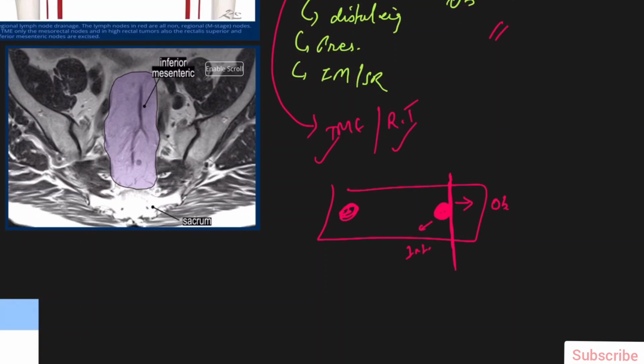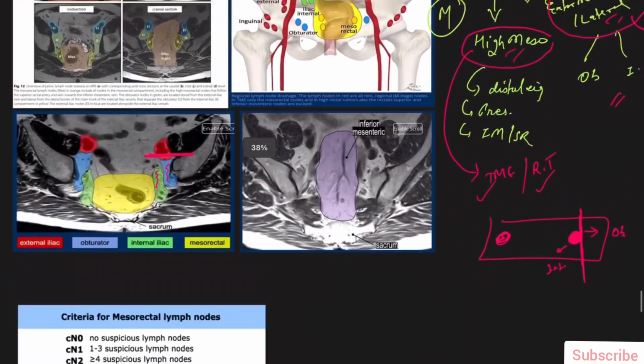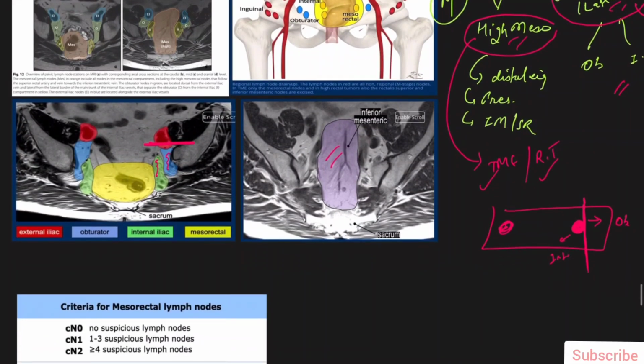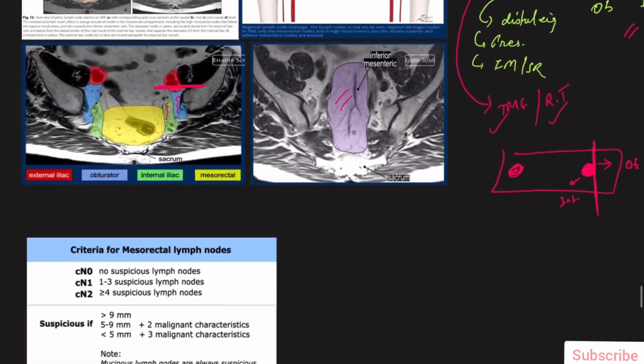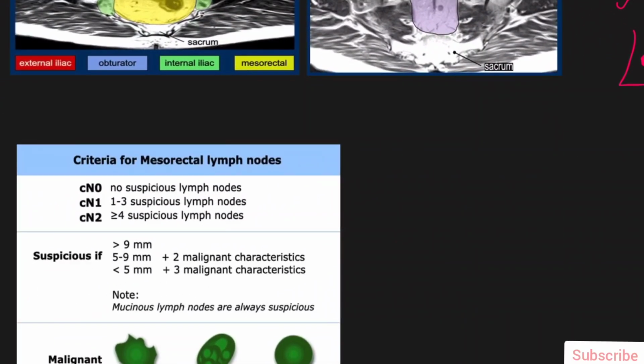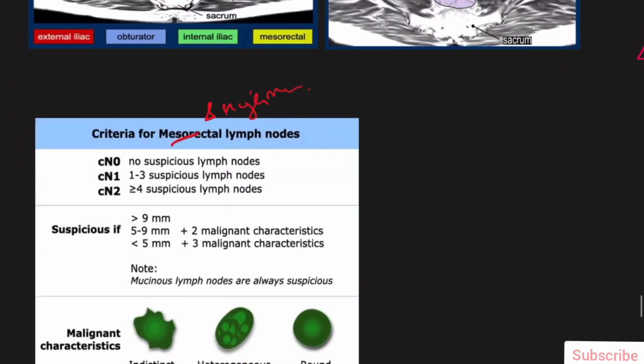So this is the point of demarcation we have to remember. And these purple ones are actually the high mesorectal lymph nodes along the inferior mesenteric vessels. Okay, so what's the criteria for mesorectal and high mesorectal? Okay, so this is mesorectal as well as high mesorectal lymph nodes.